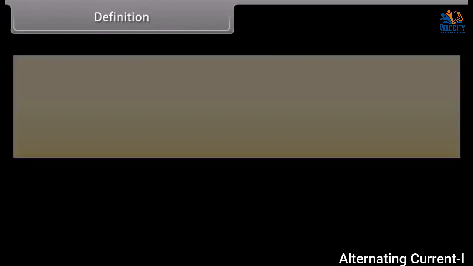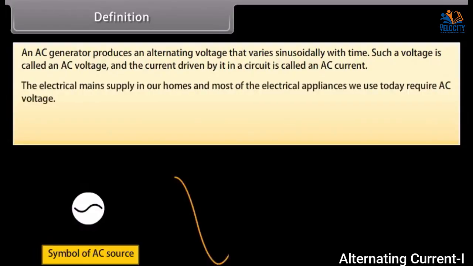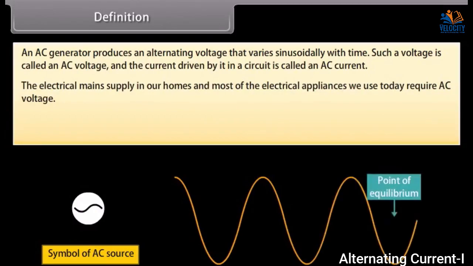Definition. An AC generator produces an alternating voltage that varies sinusoidally with time. Such a voltage is called an AC voltage, and the current driven by it in a circuit is called an AC current. The electrical mains supply in our homes and most of the electrical appliances we use today require AC voltage.